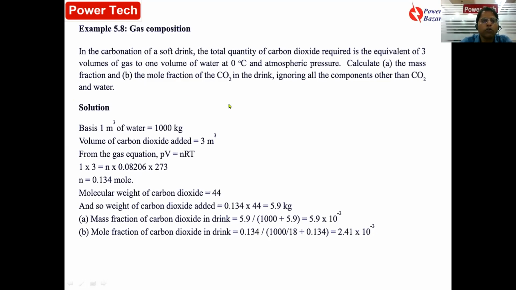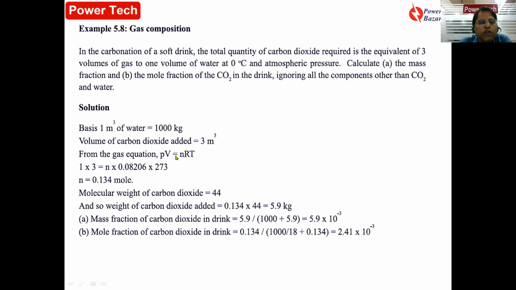First, what we have to do? We have to find out a basis. Let the basis be 1 meter cube of water. That means it is around 1000 kg, since the density is 1. Now the volume of carbon dioxide added will be 3 times, so 3 meter cube.